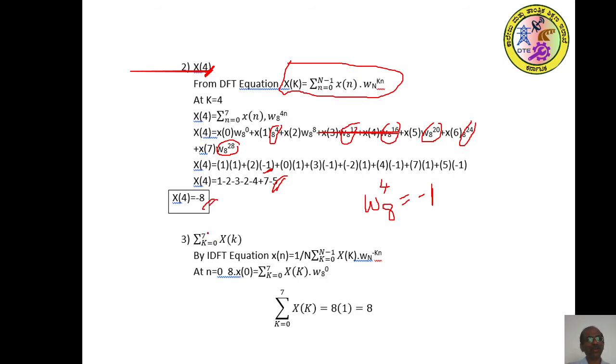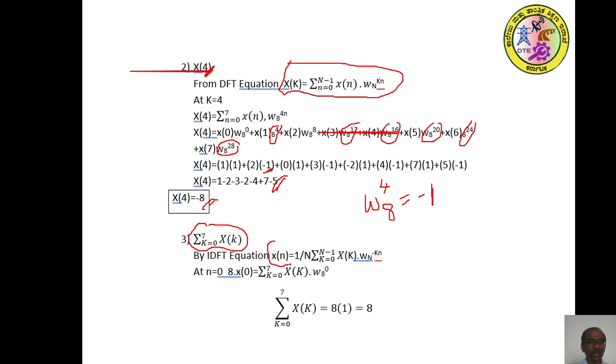Next, how to tackle this formula? Summation k equal to 0 to 7 of X of k. What is the meaning of this mathematics? You add all the frequency samples. X of k is your DFT coefficient. Add all the DFT terms. What is the answer you get? We are trying to prove it here.